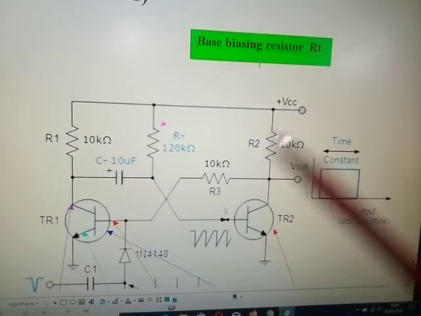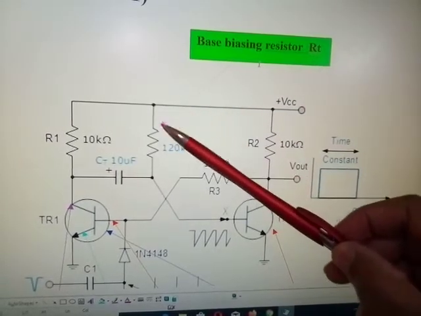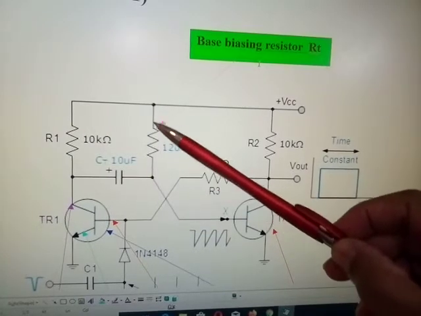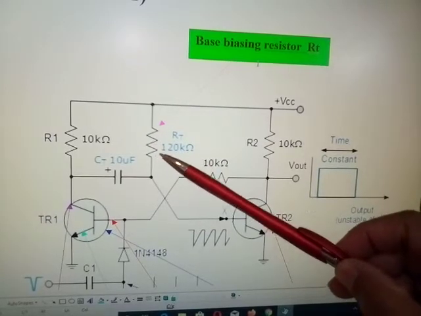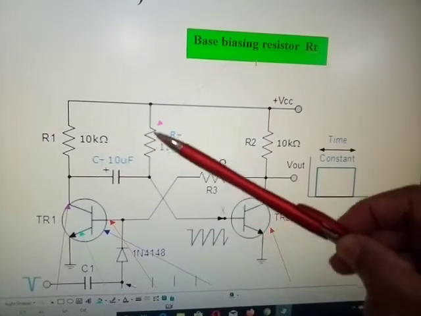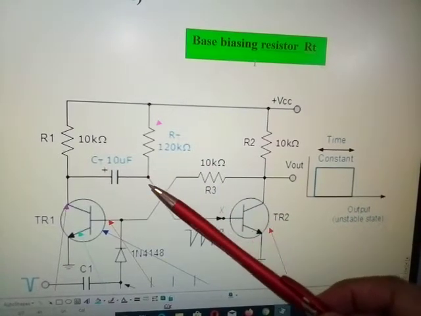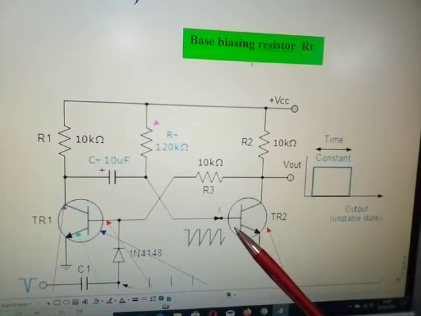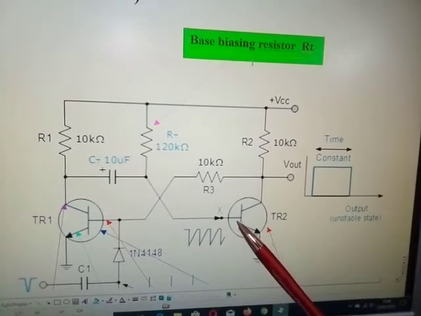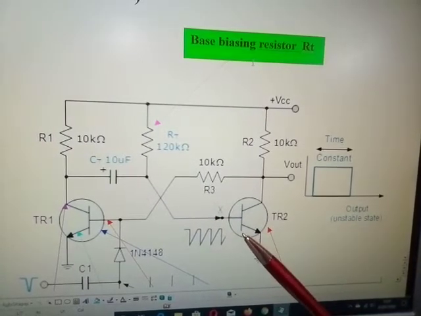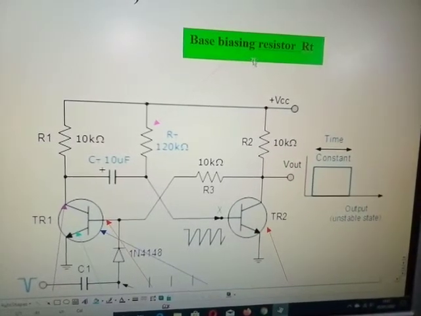Now here you'll see I've taken this base biasing resistor RT. That's the base biasing resistor. Now excuse the old-fashioned type of resistors, okay, but it's just the way it was done then. And this is your base biasing resistor. Now what this does, this provides a source of current to the base of TR2 by triggering the base of TR2 just slightly to come on. It causes a current to flow.